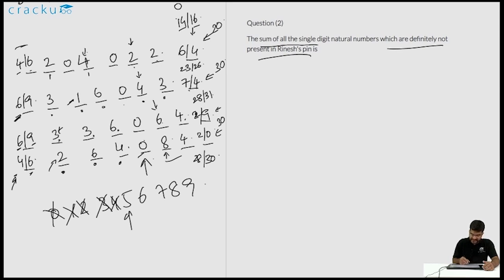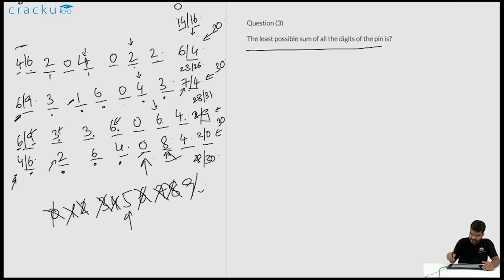5 is not present in any of the cases. In any of the cases, in any of the positions, 5 is not present. If you look at 6, again you can find some instances where 6 can be present. Similarly, there is one instance where 7 can be present. 8 is also present in one instance. If you look for 9, again 9 can be present in some of the instances, which is in the first case. So the only number which is not present is 5. So the sum of all the single digit numbers which are definitely not present is 5.